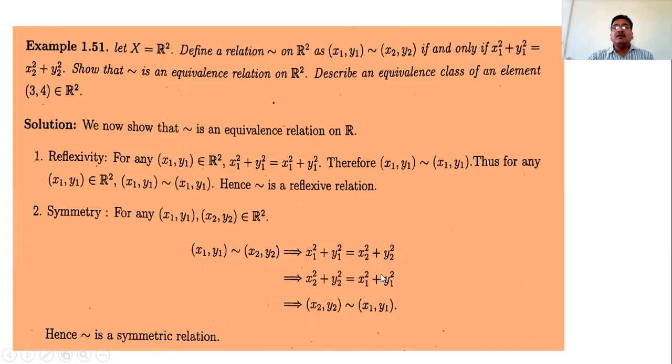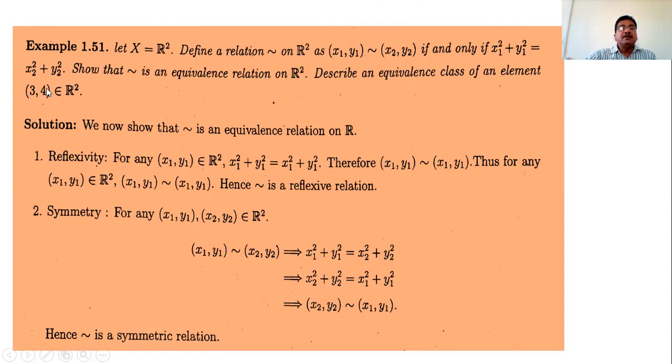Next example is again of the same type. Suppose R square is the given set and there is a relation defined by (x1, y1) is related to (x2, y2) if x1 square plus y1 square is equal to x2 square plus y2 square. Show that this relation is an equivalence relation and describe the equivalence class of the particular element (3, 4).